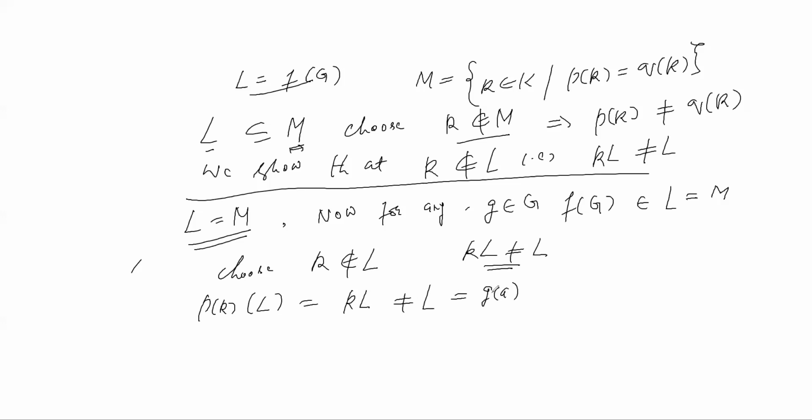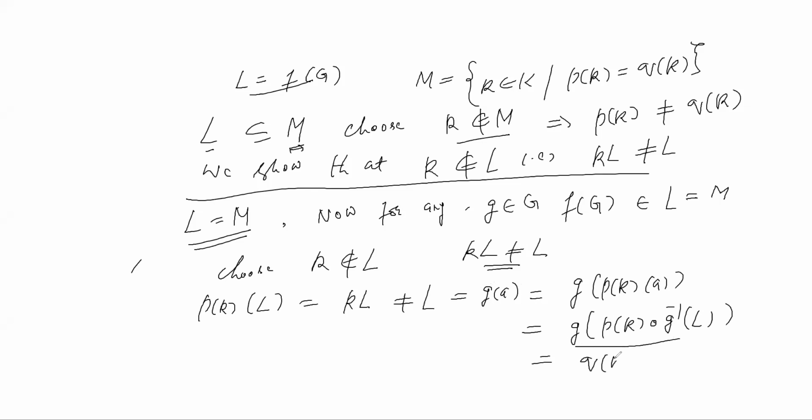G of A by definition, and A is also actually Pk of A. So G of Pk of A, but this A is also G inverse of L. So it is G of Pk of G inverse of L, but the whole thing is actually Qk of L. So it is Qk of L. So Pk of L is not equal to Qk of L. So it means thus Pk is not equal to Qk.